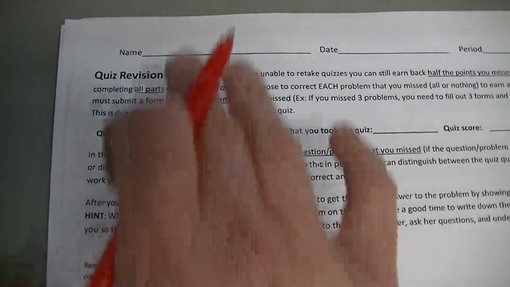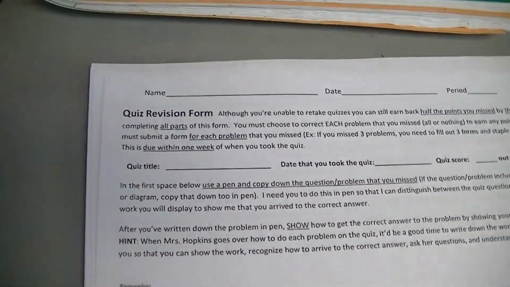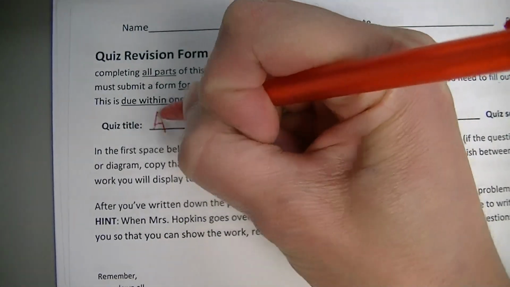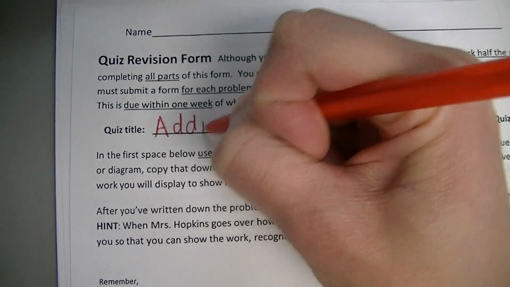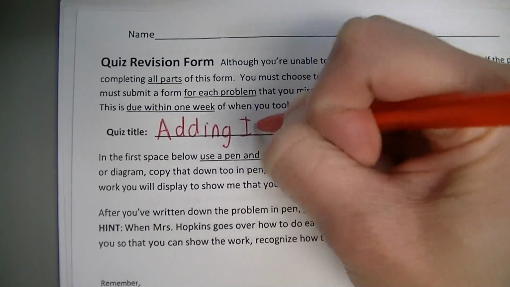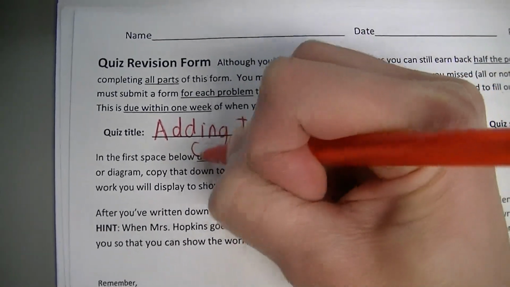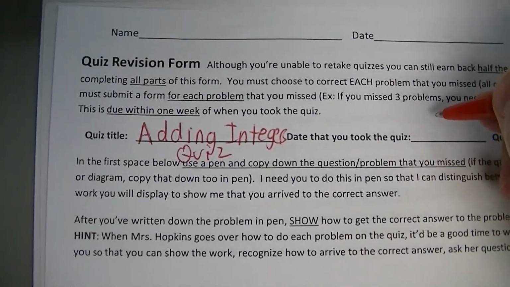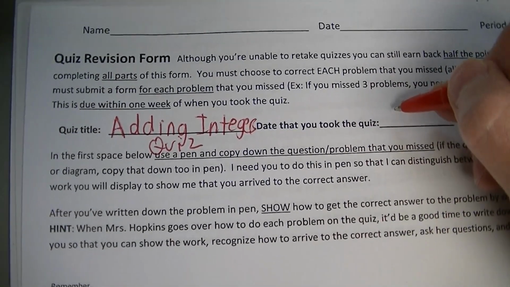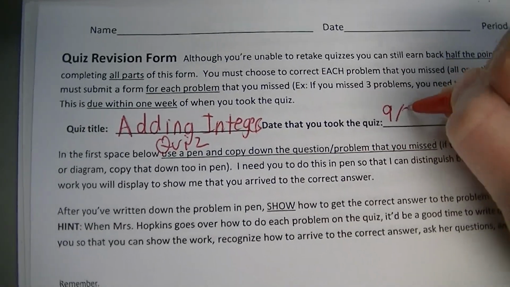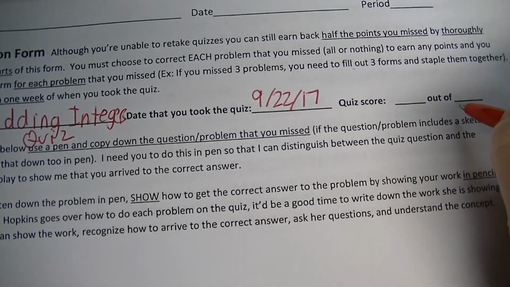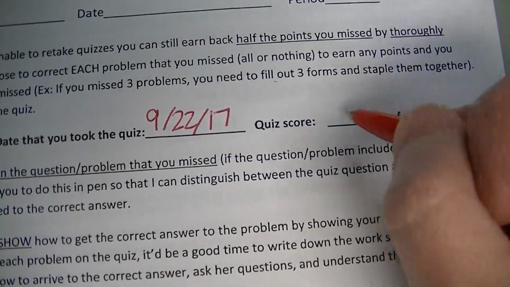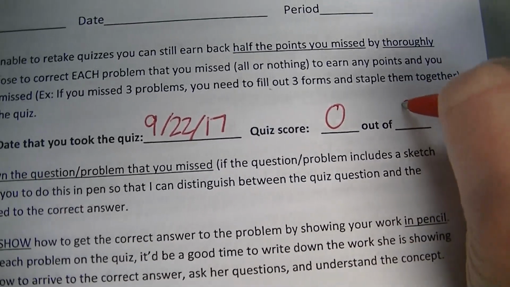So first thing you definitely want to do is write down the quiz title, and that'll be found just at the top of whatever quiz you're doing a revision on, and just copy down exactly what it says. So I'm going to go ahead and just demonstrate and model how it would look for this quiz called Adding Integers. Okay, and then the date you took the quiz, so whatever date is on the top of your quiz of when you took it, I'm just going to make a date up. And then your score on the quiz. So if you got 2 correct out of 8, write 2 out of 8. Let's just assume you got 0 out of 8, okay?